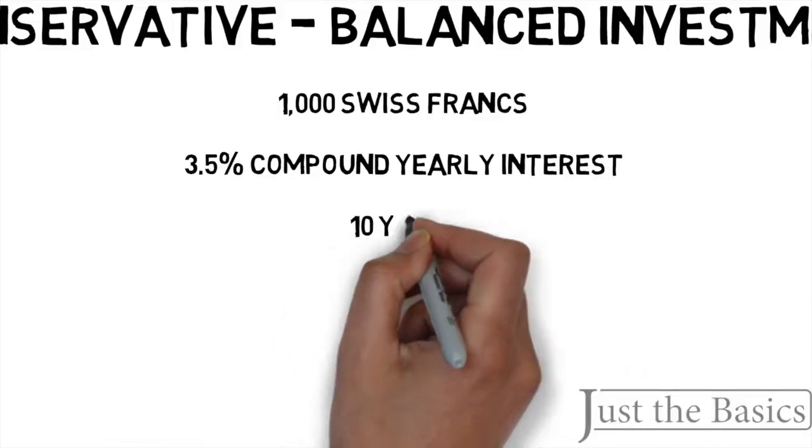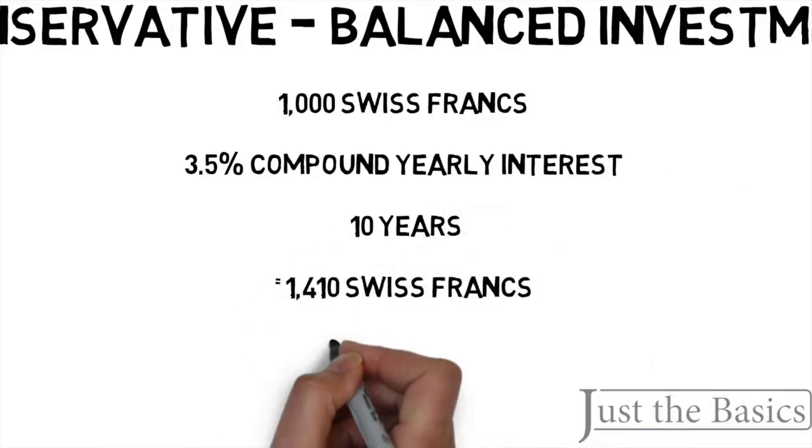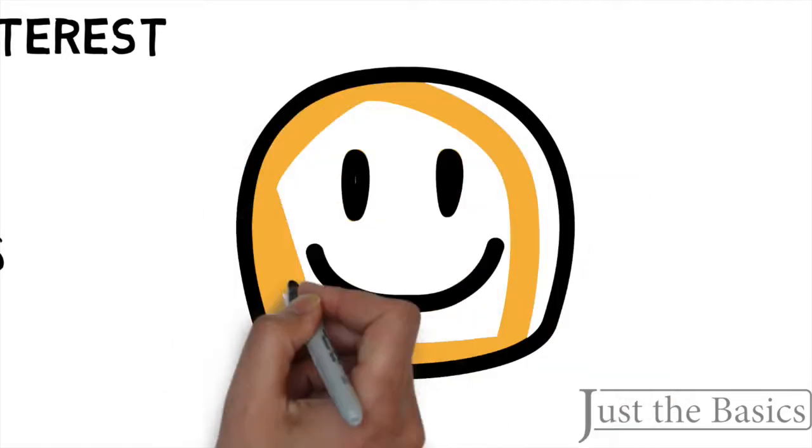But if you were to do 3.5% interest on 1,000 francs over 10 years, it will grow to 1,410 francs. So basically, that's a 40% increase on your money just by putting it into something relatively conservative. And your next question may be, where should I invest and what should I put it in? Can't give you that information. I save that for my clients. Sorry. But invest.